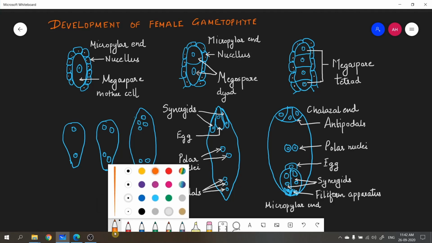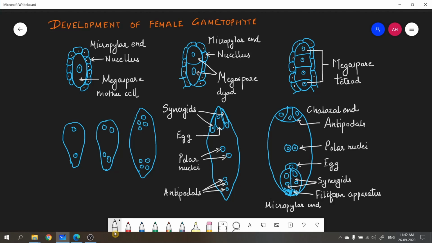I'll mention that over here. I'll mention the ploidy for both megaspore mother cell, which is 2N, and the ploidy for the megaspore is N, which is haploid. Right. Now, out of the 4 haploid megaspores, only one remains functional and the rest of the 3 degenerate. So, usually the upper 3 megaspores degenerate or abort and only one of them remains functional. So I have shown one megaspore over here. Imagine this is one megaspore.